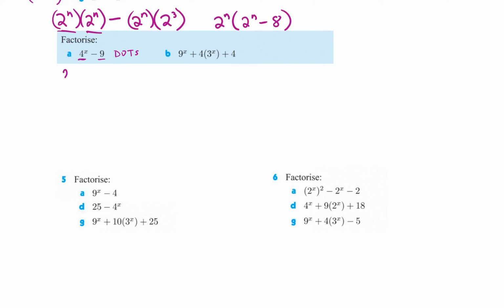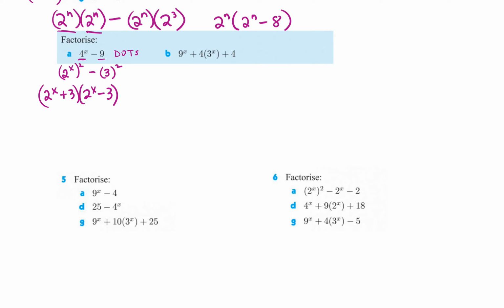Well, yes it is. So 4 to the x is the same as 2 to the x squared. And 3 squared is the same as 9. So that is, in fact, a difference of squares. And a difference of squares factors into the pattern a plus b, a minus b. So we would have 2 to the x plus 3, 2 to the x minus 3. And it doesn't matter whether you put the plus first or the minus first, but you do have to have one of each.